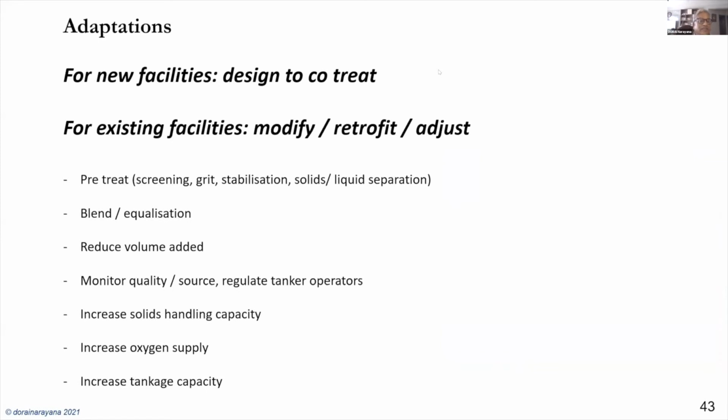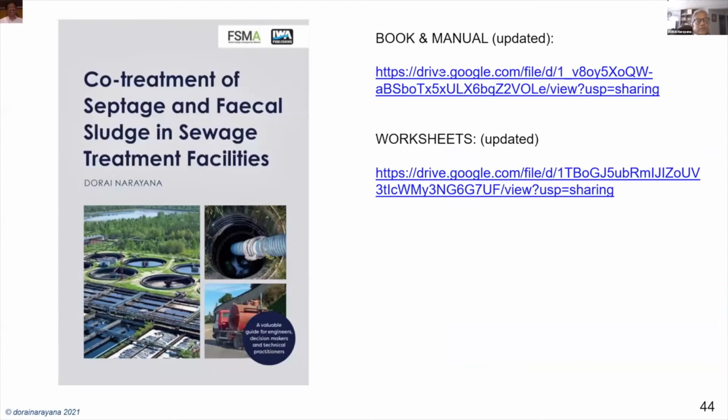For existing facilities, this is what we have to look at. What is the pre-treatment we need to put in? Whether you need to have an equalization, you need to regulate the tanker operators and monitor quality, increase the solid handling capacity in your sewage treatment plant, increase oxygen supply, and so on.